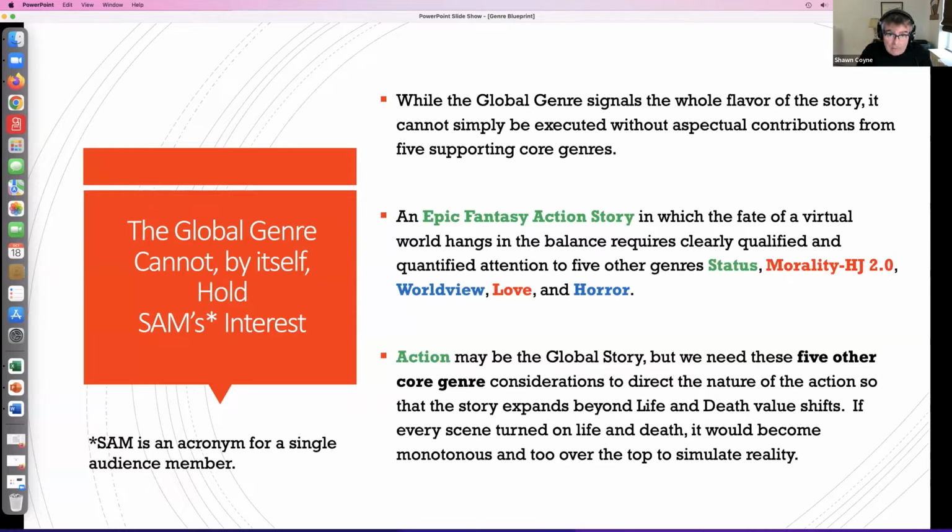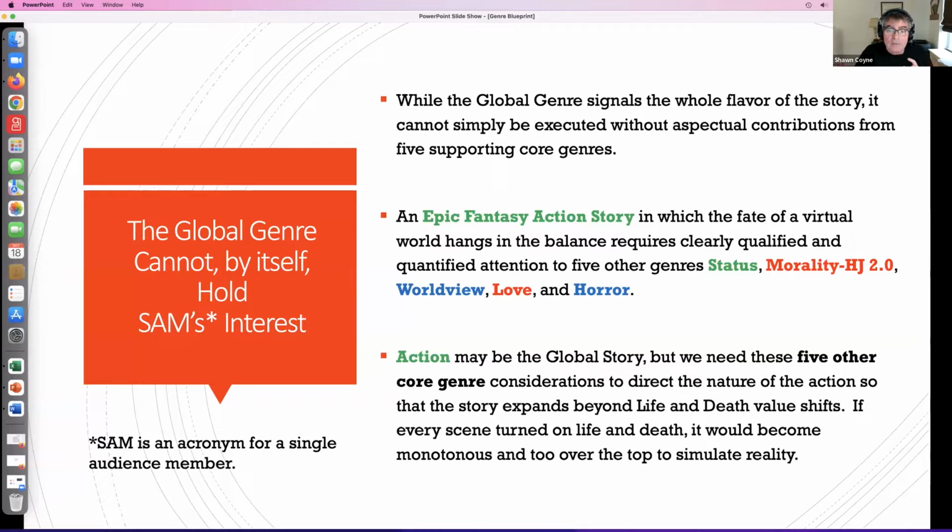So action may be the global genre. It's the global story, right? So that's what Tolkien picked. But he used the other 5 to flavor that action genre to give it more depth and more epic nature to it. We need these 5 other core genre considerations to direct the nature of the action so that the story expands beyond life and death value shifts. That's what action is, right?